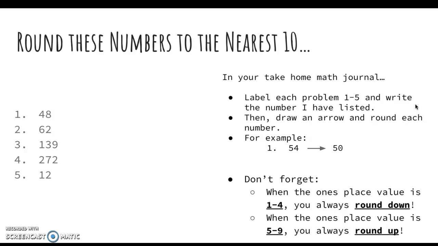Remember, 54 is only 4 jumps away from 50, but it would be 6 jumps away from 60. So 50 is the more reasonable answer. Also, when you're thinking about our rule, when the ones place value is 1 to 4, you round down. And in my case, my 54 had a 4 in the ones place value, so I needed to round down to 50. But if you have a number where the ones place value is 5 through 9, you need to round up.